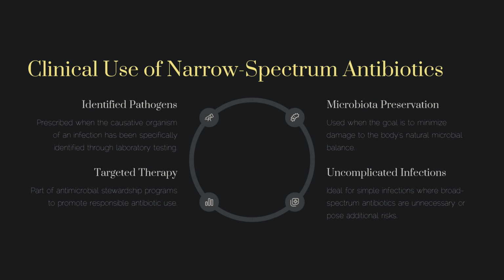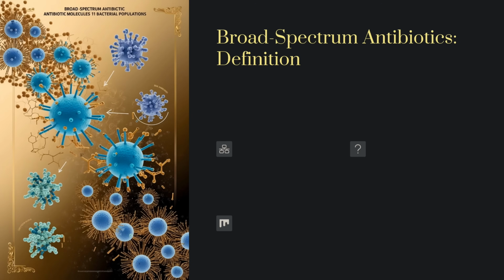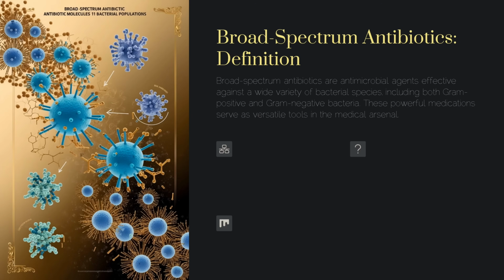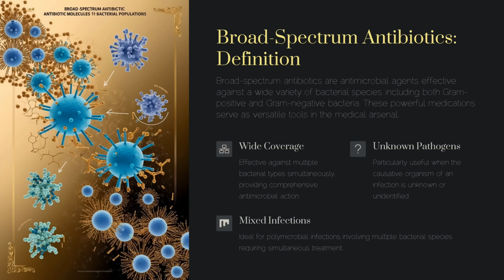Now we will discuss the broad spectrum antibiotics. Broad spectrum antibiotics are antimicrobial agents which are effective against a wide range of bacterial species, including both gram-positive and gram-negative bacteria. These drugs are particularly useful when the causative organism of an infection is unknown or in case of mixed infection. Mechanism of action of broad spectrum antibiotics.